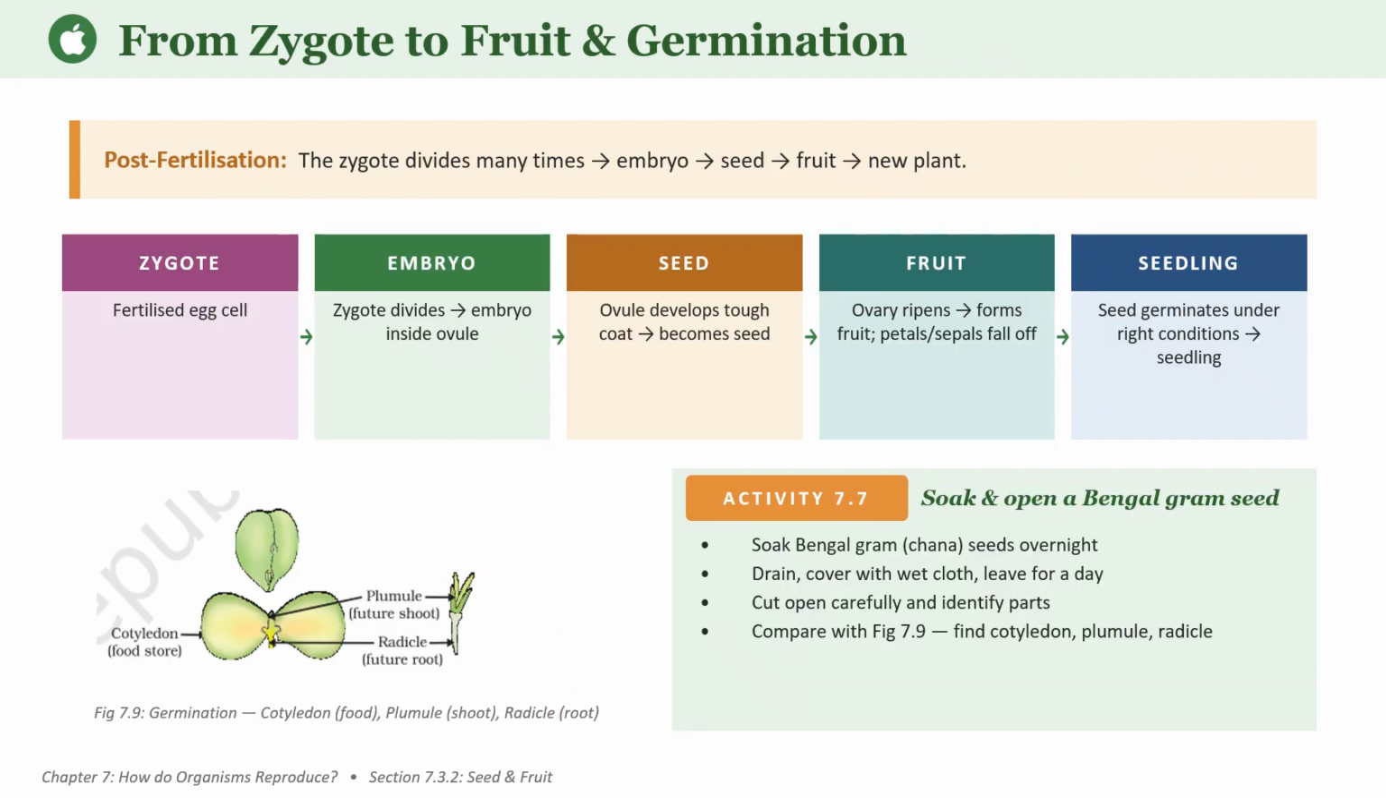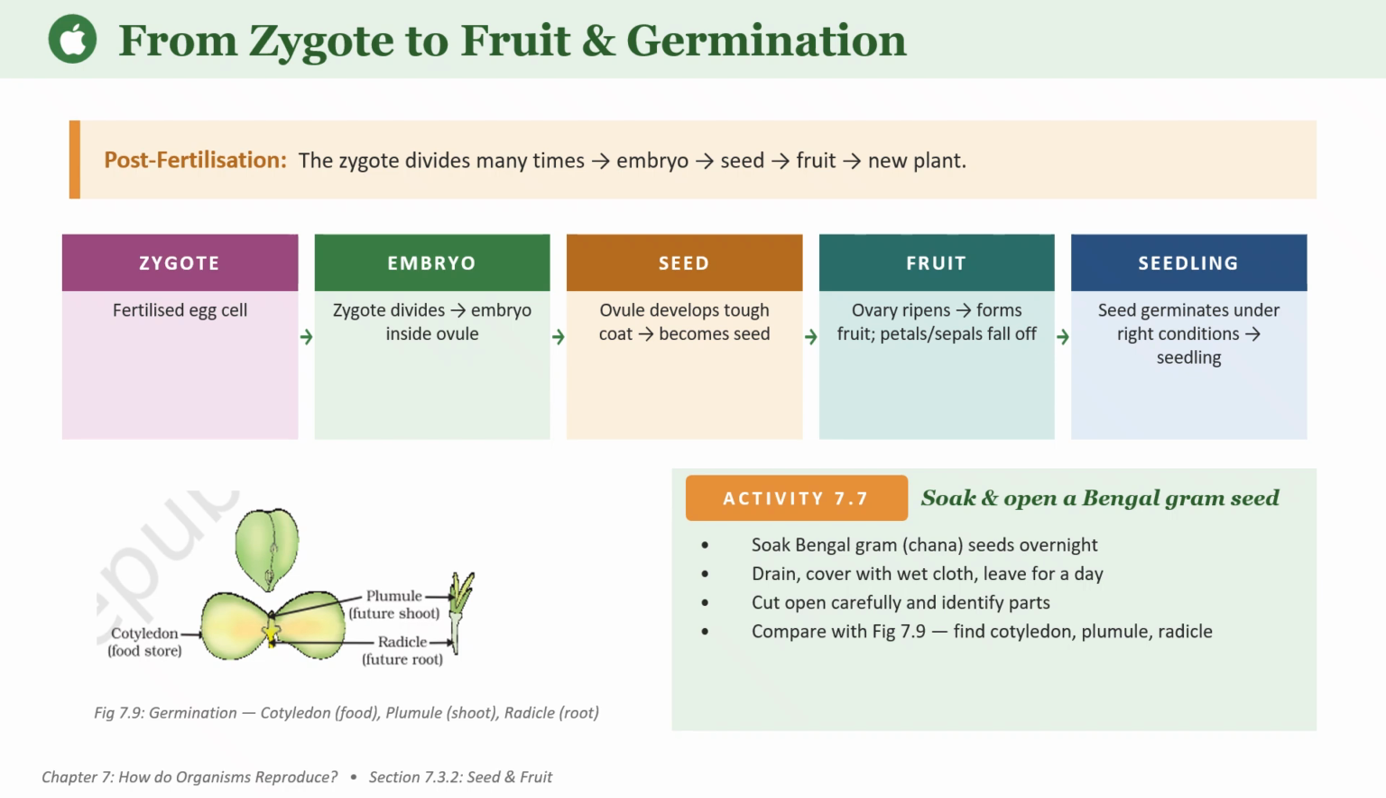Next, we are going to see from zygote to fruit and germination. Post-fertilization, the zygote divides many times. Embryo, seed, a fruit, and a new plant is formed. So what is a zygote, children? A zygote is a fertilized egg cell formed after fertilization. What is its function? It develops into an embryo. The embryo is the young developing plant inside the seed.